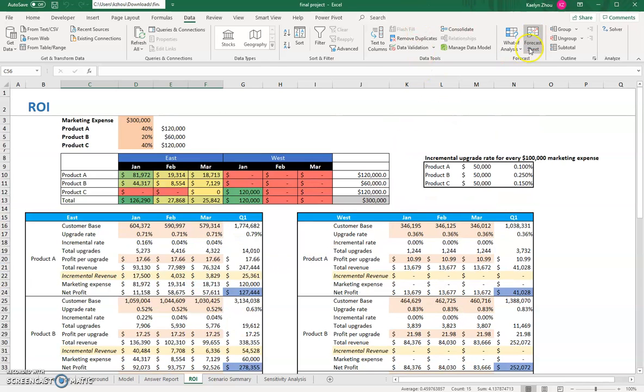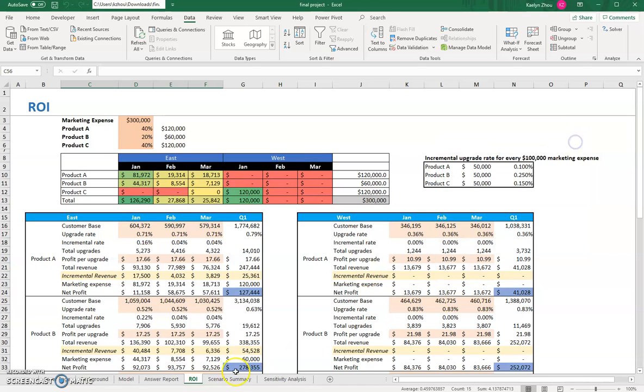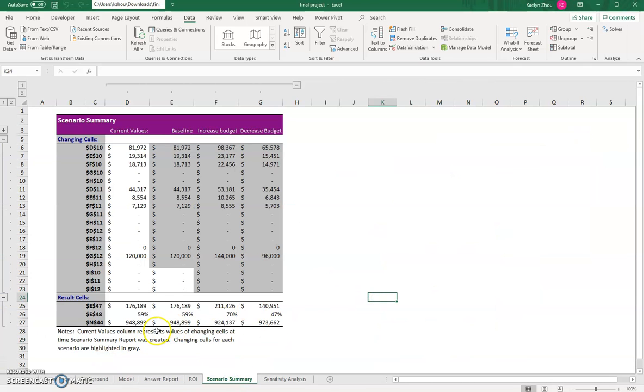I also set up a scenario analysis. Here, I set up 3 scenarios. What if we increase the budget or decrease the budget? This is the baseline. For the increased budget, I set it to increase the budget by 20%. Decrease is also by 20%. This is a scenario summary here.